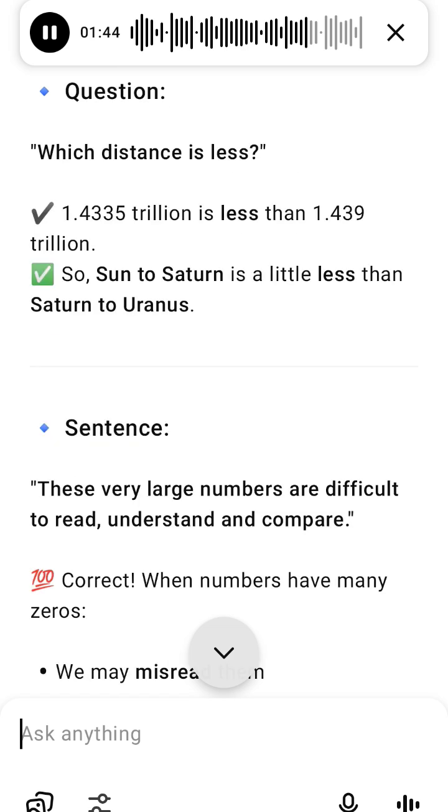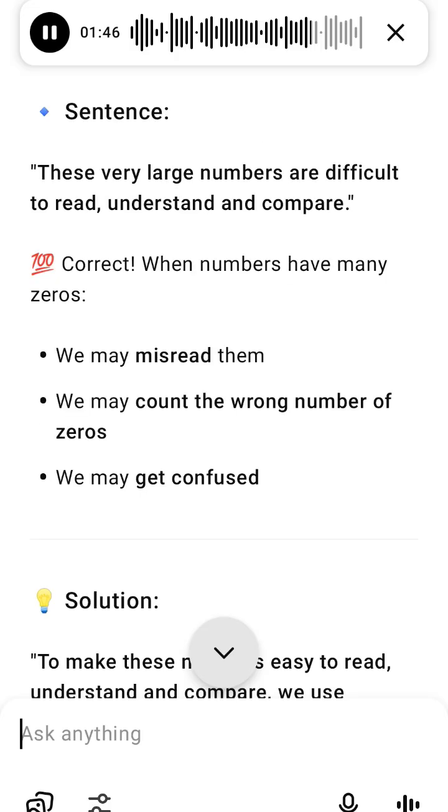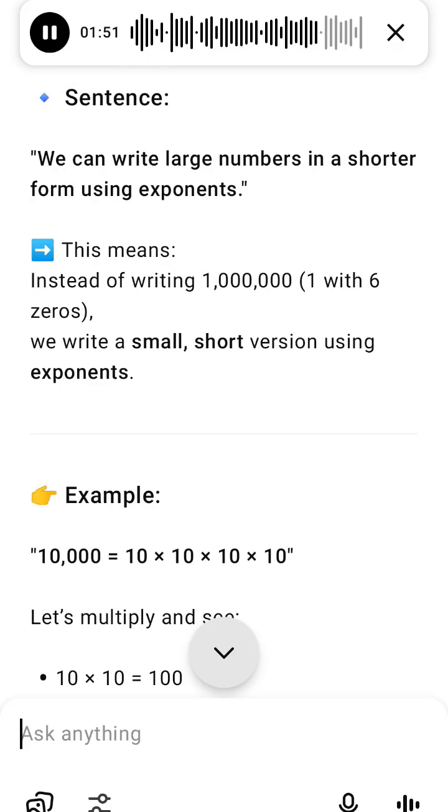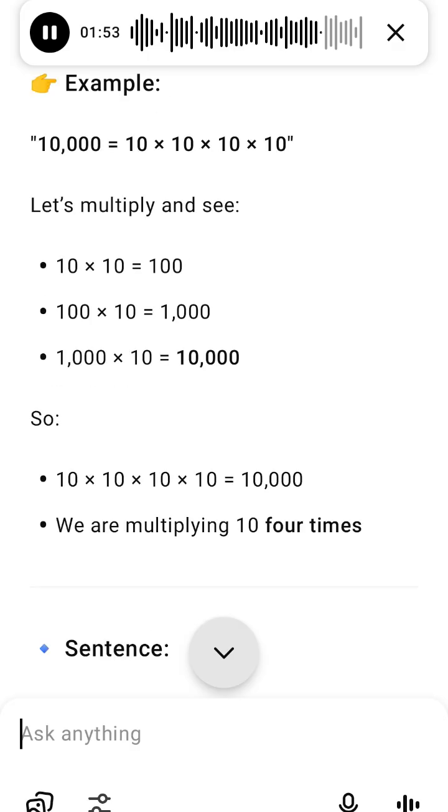2. What's the problem? Big numbers have too many zeros. They are hard to understand or remember. We need an easier way to write them. 3. What's the solution? Use exponents. Exponents are a short way to write repeated multiplication. Instead of writing 10 times 10 times 10 times 10, which is 10,000, we write it as 10 to the power 4.